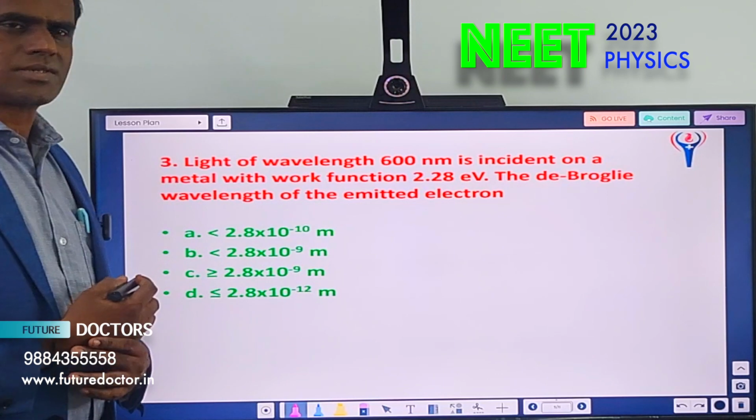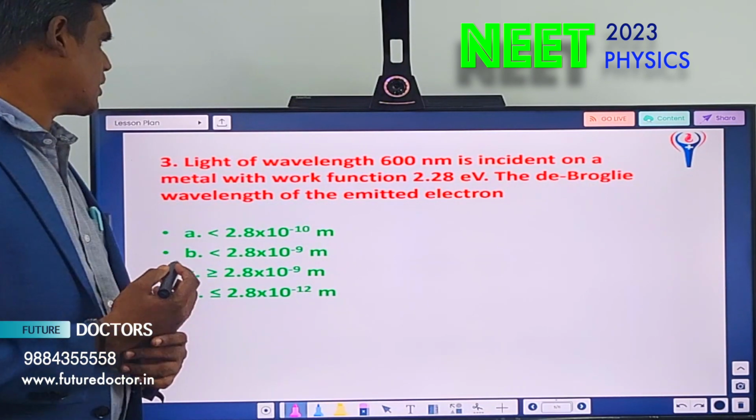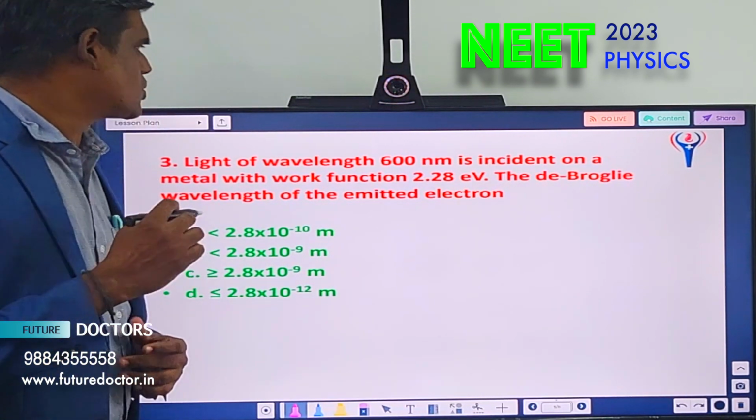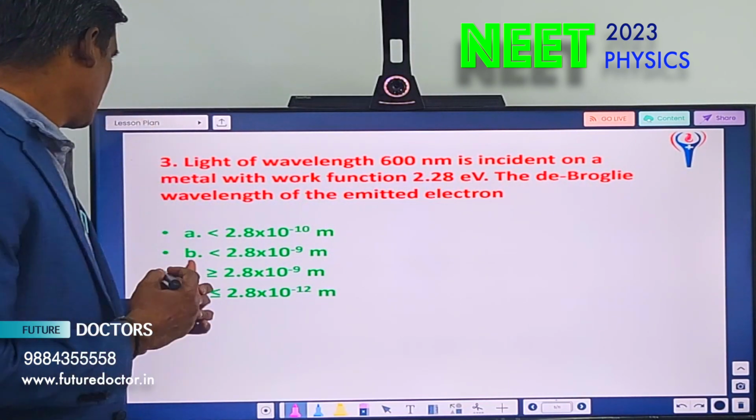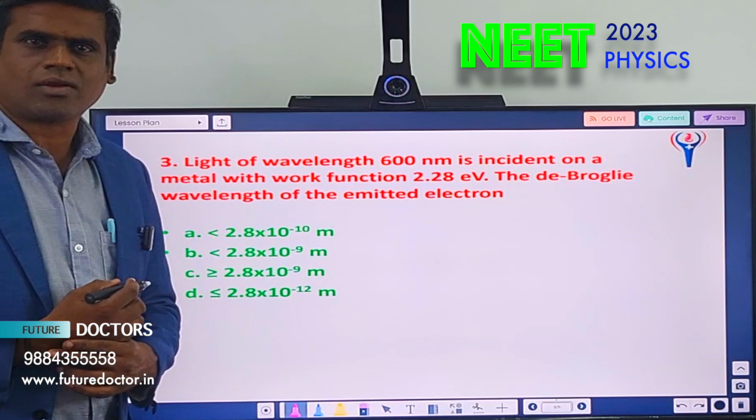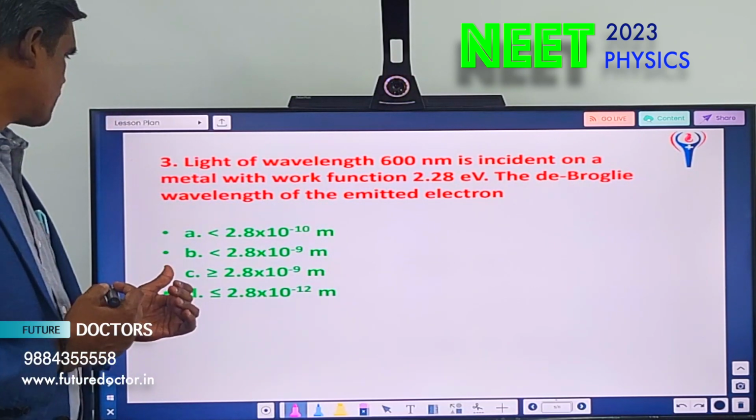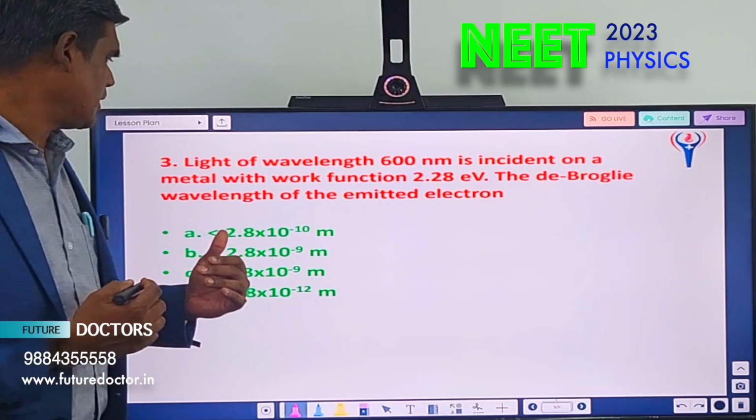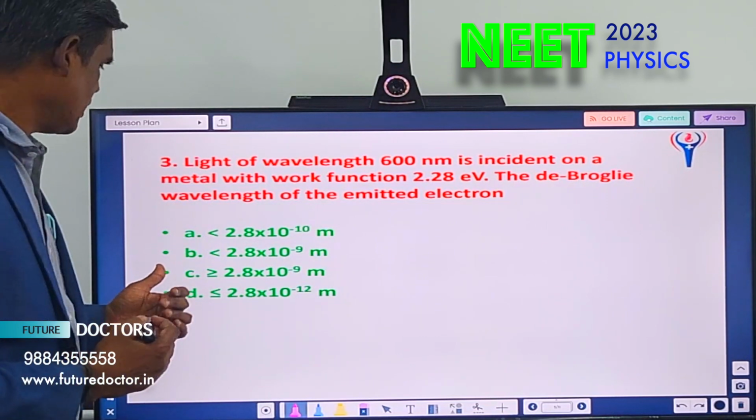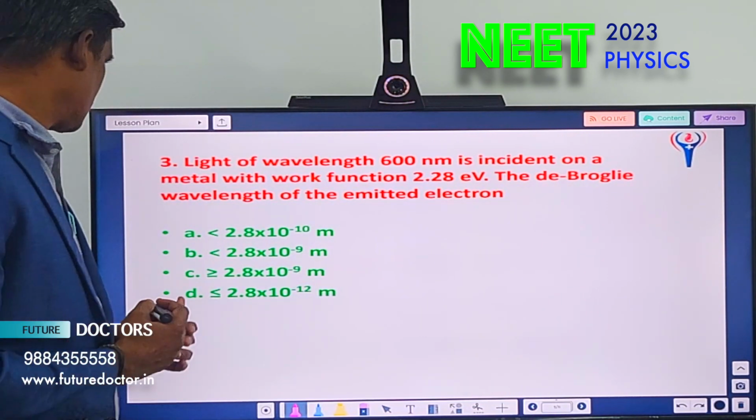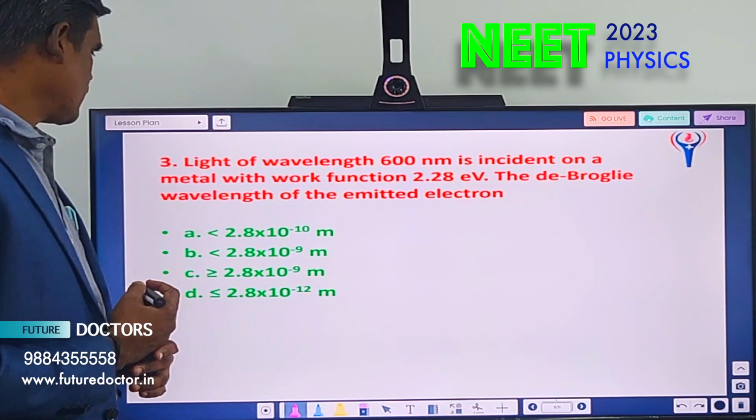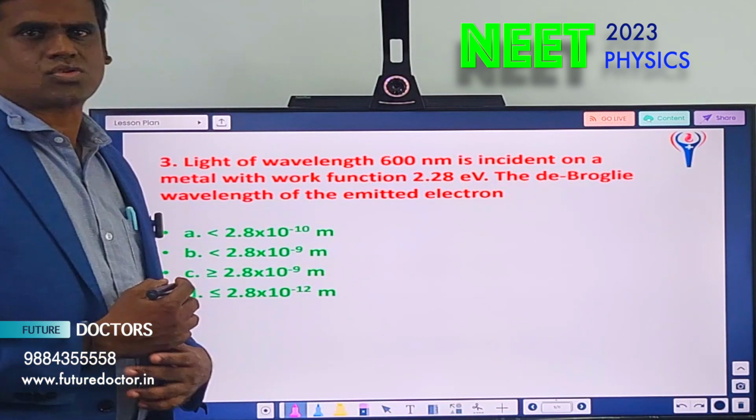Light of wavelength 600 nanometer is incident on a metal with work function 2.28 eV. The de Broglie wavelength of the emitted electron is dash. A option less than 2.8 into 10 power minus 10 meter. B option less than 2.8 into 10 power minus 9 meter. C option greater than or equal to 2.8 into 10 power minus 9 meter. D option less than or equal to 2.8 into 10 power minus 12 meter.